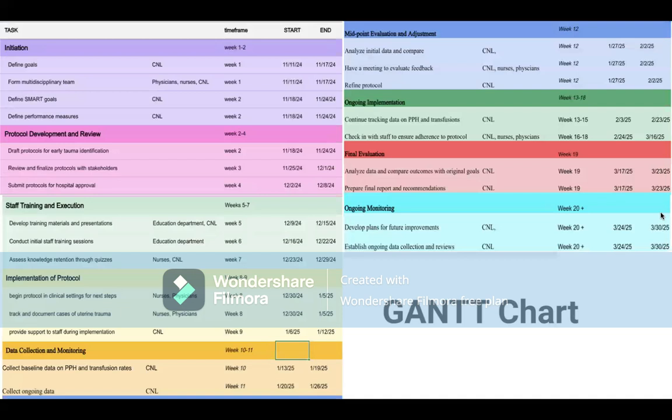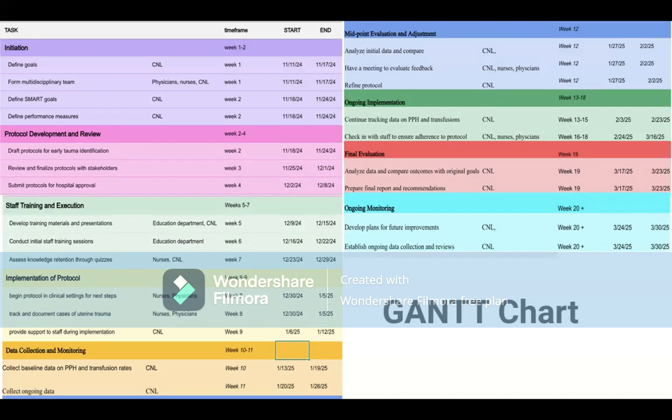For our Gantt chart, for the task, we first want to initiate by defining goals, forming a team, and defining performance measures. The CNL is in charge of most of that the first couple weeks. We look at protocol development and review by drafting protocols, reviewing and finalizing with all the stakeholders, and submitting protocols.